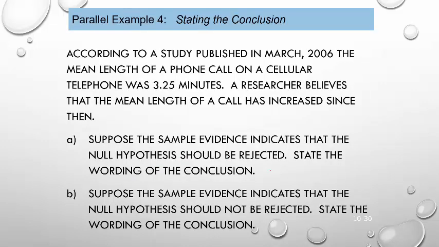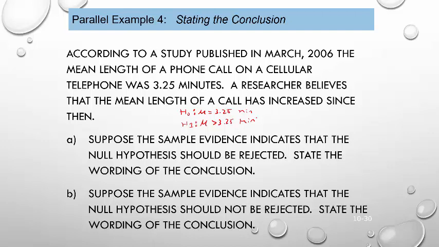Okay, so let's do this. According to a study published in March 2006, the mean length of a phone call on a cellular network was 3.25 minutes. A researcher believes that the mean length of the phone call has increased. So this is what our test looks like. The null was that the mean was equal to 3.25 minutes. And what we're saying is, wait a second, the researcher believes it's gone up. I'm not going to walk through the process here, but let's just talk about the two conclusions you can make and what they mean.